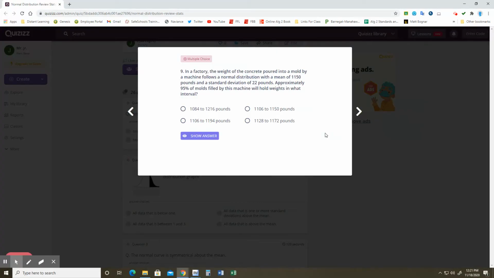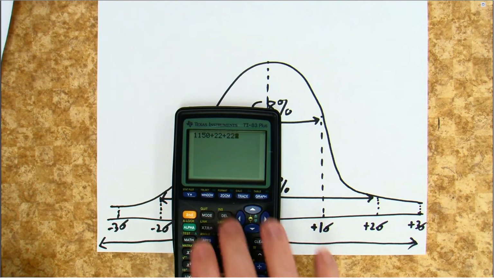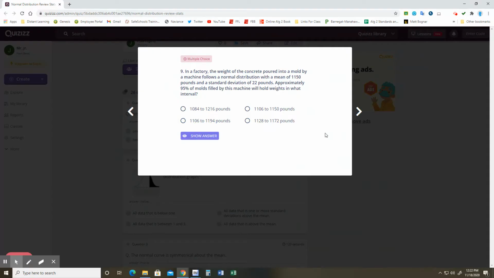So 1150 is the average, 22 is the standard deviation. 1150 plus 22 twice gives you 1194. Subtracting it twice gives you 1106. You can see it right there, 1106 to 1194. There wasn't anything crazy that had to be done other than recognizing the empirical rule. For that, over to number 10.